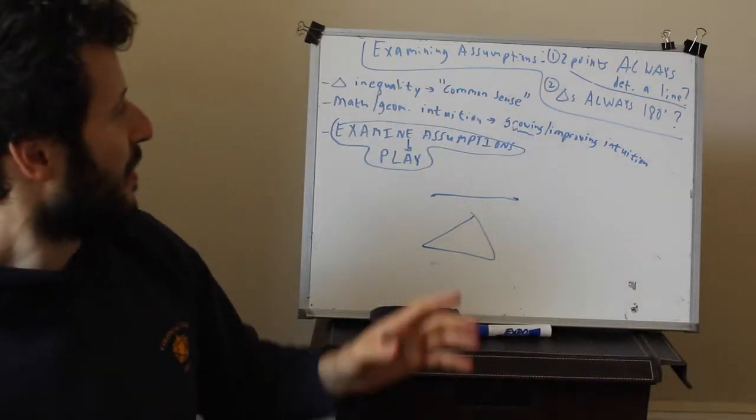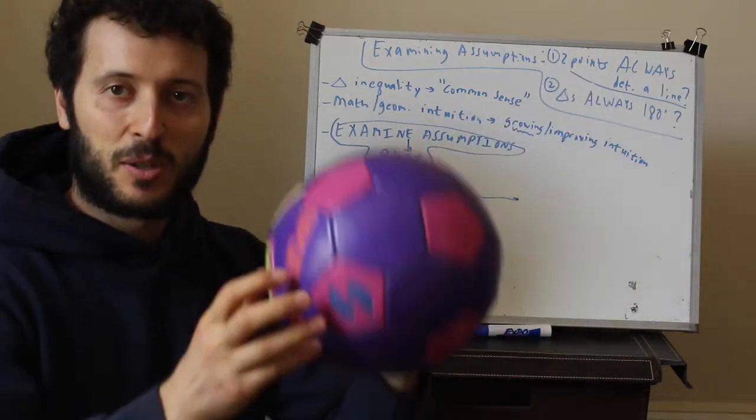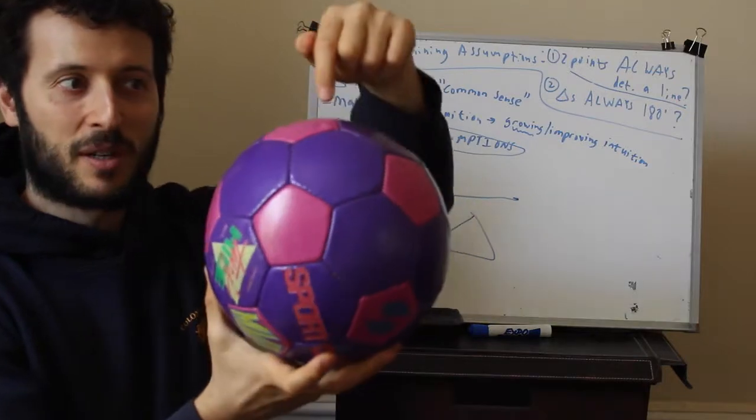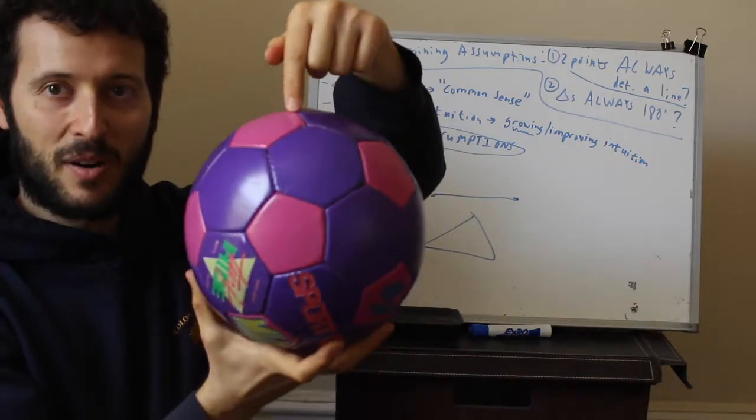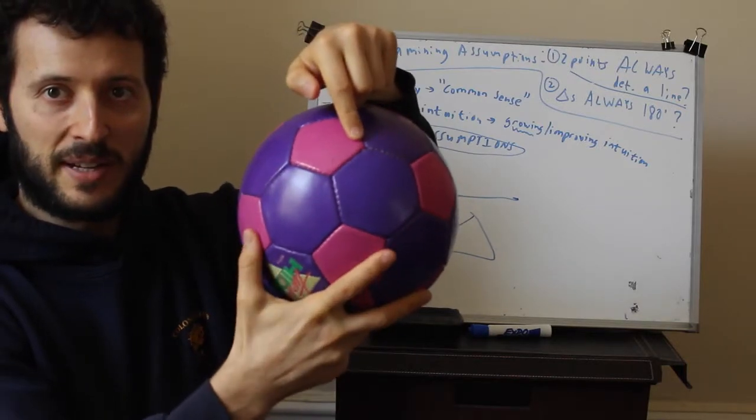I don't know. All right, let's go to the second one. Triangles always have 180 degrees. So let's try to make a triangle. I'm going to create the very top. That'll be one point of our triangle, and then let's say we'll have two points somewhere here.